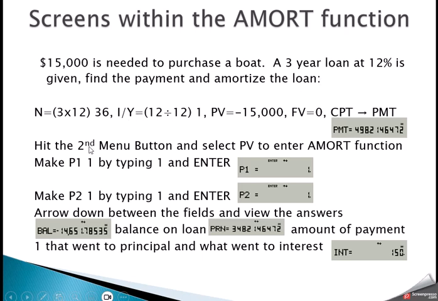Then immediately we hit our second menu and our PV button, and we can amortize that loan. So again, isolate one payment at a time. P1 is 1, P2 is 1, and then we simply arrow down. Then we can see the loan balance goes down to $14,651. The amount of principal that came out of that first payment was $348, and the amount of interest is $150. And then we could go back up and make the P1 2 and the P2 2 and fill in those values. So we can just keep going in that same manner.